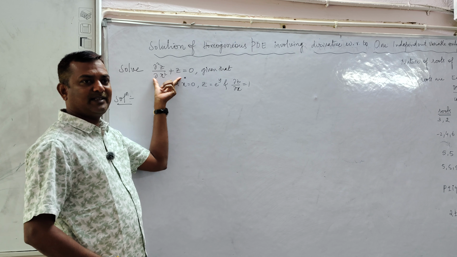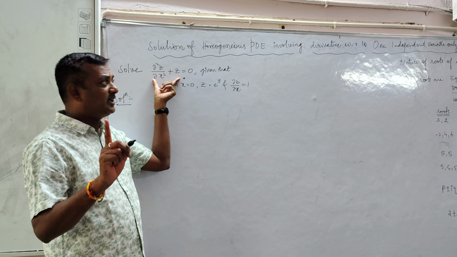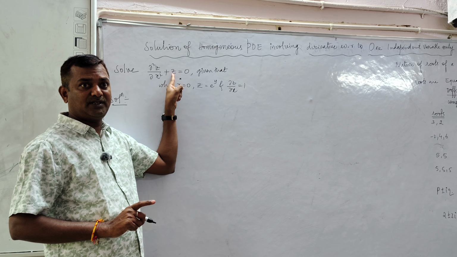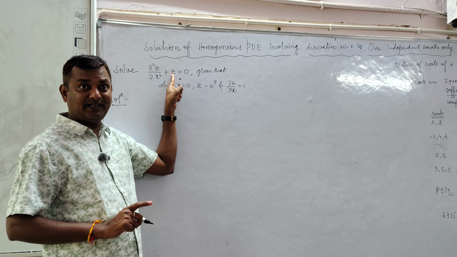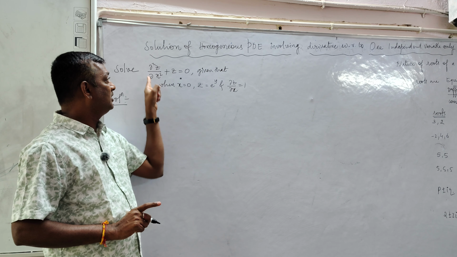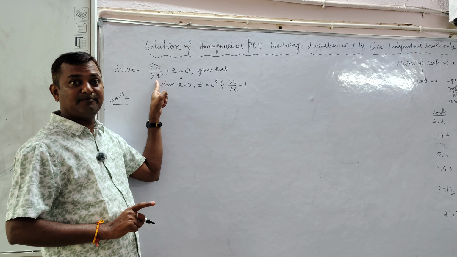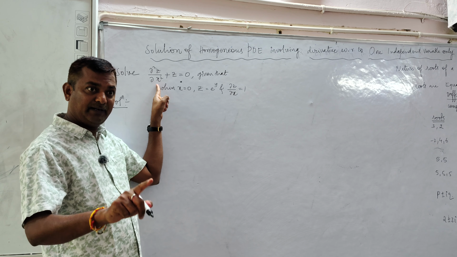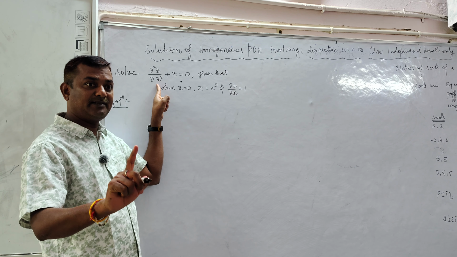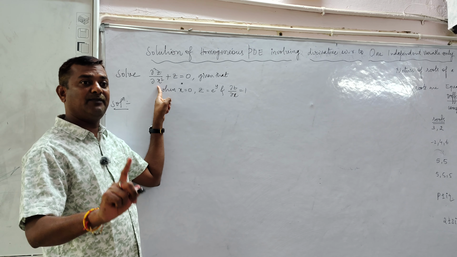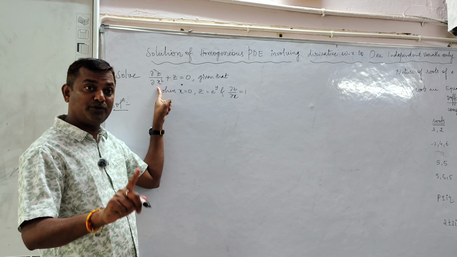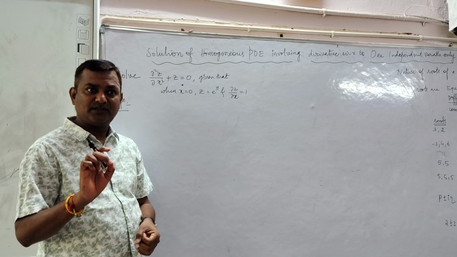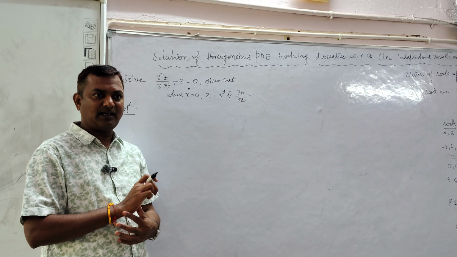By observing this example, look at the definition of a homogeneous partial differential equation. Each term, look at z. Z is a dependent variable, and here you have derivatives of the dependent variable. Each term is a dependent variable or a derivative of a dependent variable. We call it a homogeneous partial differential equation. Otherwise it is non-homogeneous, and we have already discussed the solution of non-homogeneous differential equations in the previous class.